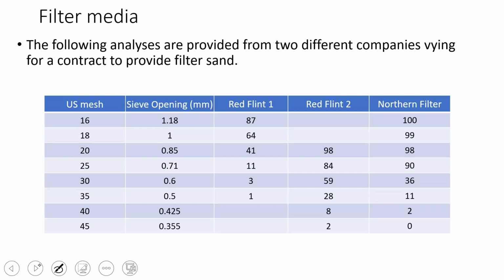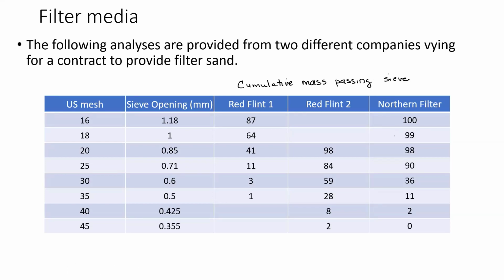It's what it is. Okay, so what I've given you here is the data from two different companies, and I've set this up as they're vying for a contract to provide filter sand. So this is actual data obtained online, two different companies, one from Red Flint, and the other from Northern Filter.